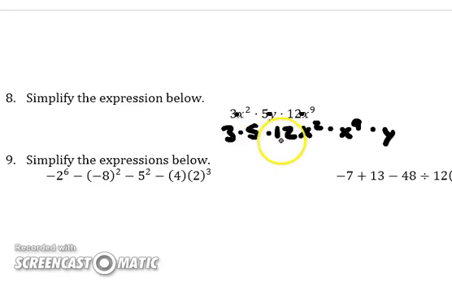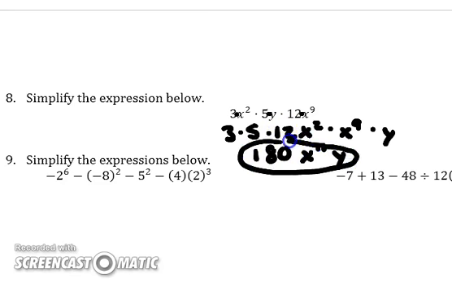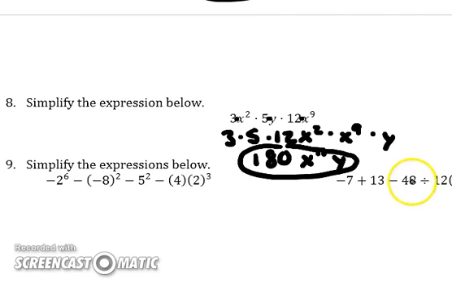should work this out ahead of time, 60, 180. 180, x to the, and then I add exponents when I get here, x to the 11th, and then this y I can't combine because it doesn't have the same base as the x, so I'm done. 180 x to the 11th times y. If you're having trouble with these, look in the book at the last few homeworks that we did in the section before the quiz.